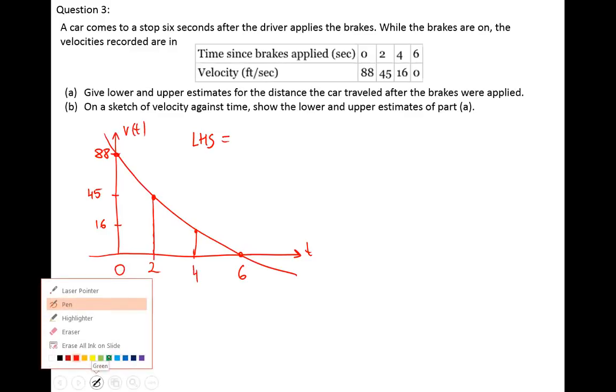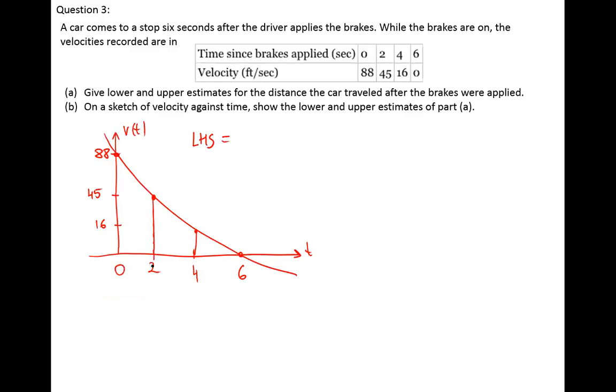I can use maybe the green color. 0 and 2. 0 is on the left, so the value for 0 will give me the height. Now, looking at the sub-interval between 2 and 4, 2 is on the left-hand side, so the value for 2 will give me the height. And the value for 4 will give me the height. That is the left-hand side. What do you think, lower estimate or upper estimate?